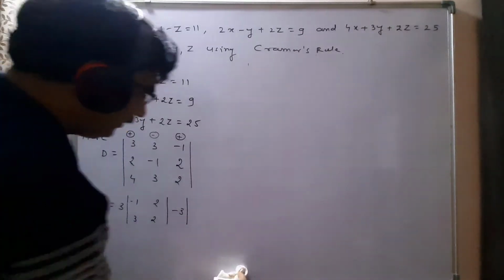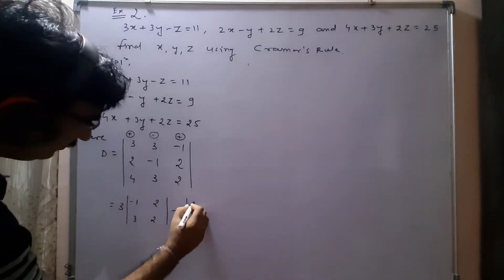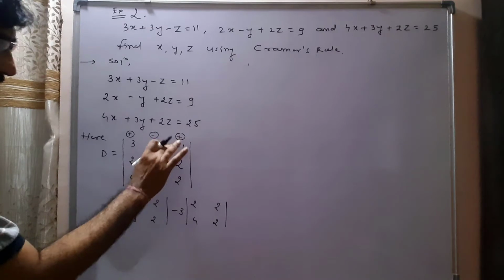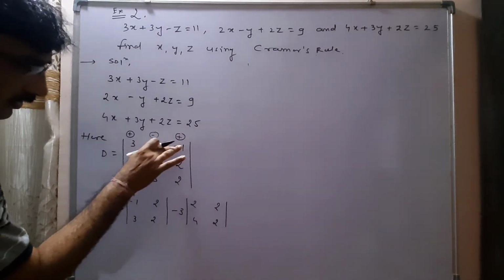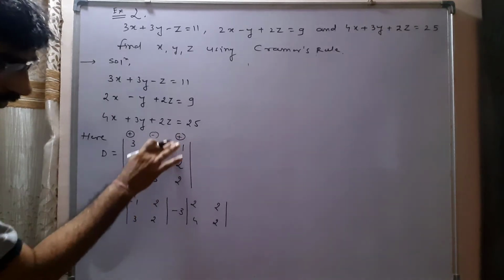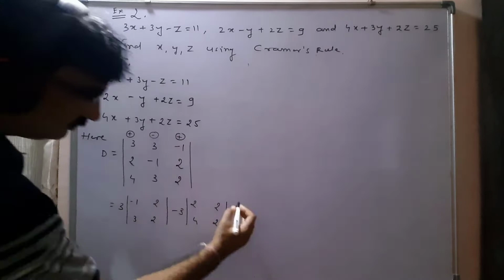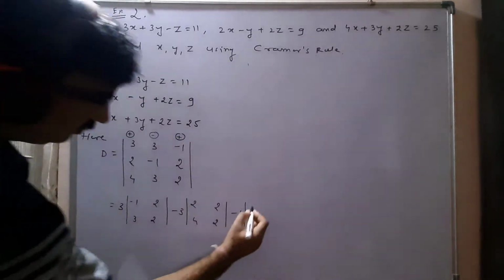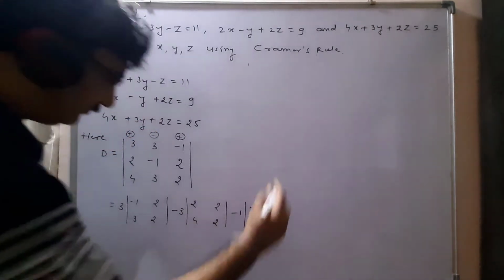So what we get here then? Again you drop this row and this column, we get 2, 2, 4, 2. And again plus into minus. This is a minus 1. If suppose 1 is there, then we write down plus 1 here. But here minus 1, that means plus into minus, that is minus 1. Drop this row and this column, 2, minus 1, 4, 3.